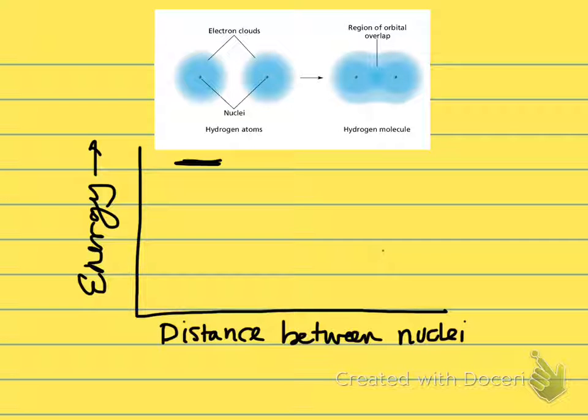But still, unbound, they're not stable. Well, what if we move them a little closer? We can move them to a point where their energy is at the lowest possible. In other words, the attraction and repulsion are balanced. This is a stable condition.